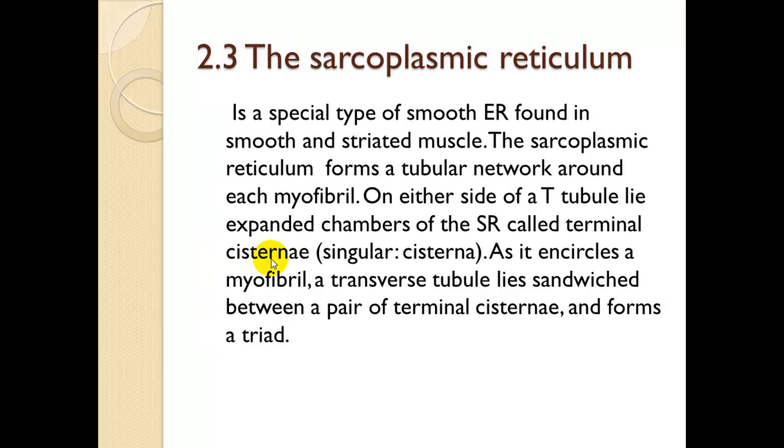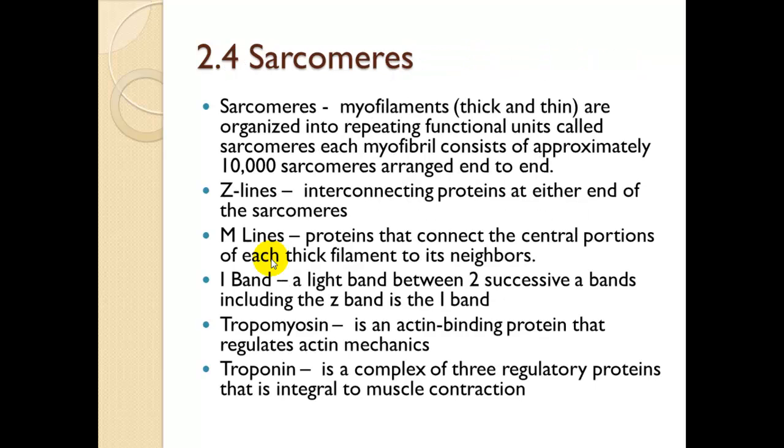Thin and thick filaments. The sarcoplasmic reticulum is a special type of smooth endoplasmic reticulum, or ER, found in smooth and striated muscle. The sarcoplasmic reticulum forms a tubular network around each myofibril. On either side of a T-tubule lies an expanding chamber of sarcoplasmic reticulum called a terminal cistern, singular cisterna. As it encircles a myofibril, a transverse tubule lies sandwiched between a pair of terminal cisterns and forms a triad. We're going to see a picture of this here in a minute.